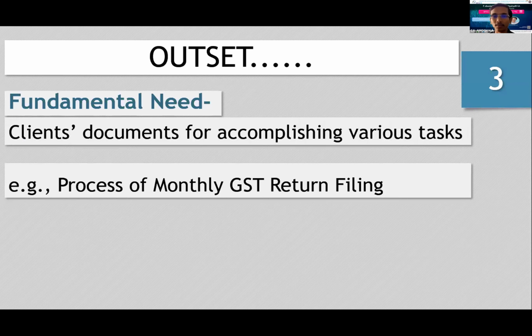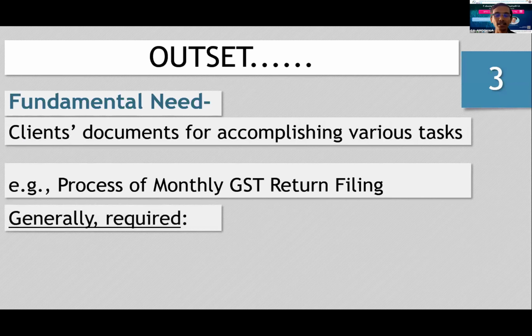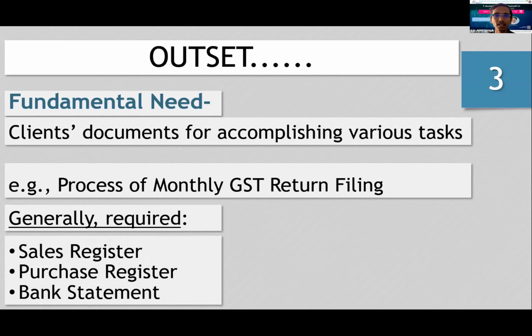Generally, we collect books of accounts from clients. More specifically, we require sales register, purchase register, and bank statements from the client. And depending on the nature of business, any other relevant documents we require from clients. How do we collect? We generally collect those documents through mail or WhatsApp or call. Again, this is a tedious process which we are supposed to undertake each month for each client. Drafting emails for each client is again time consuming. Now, this is a repetitive task which is performed each month.